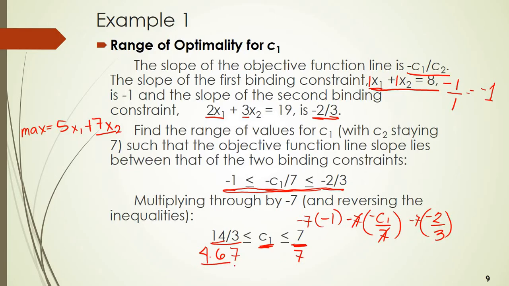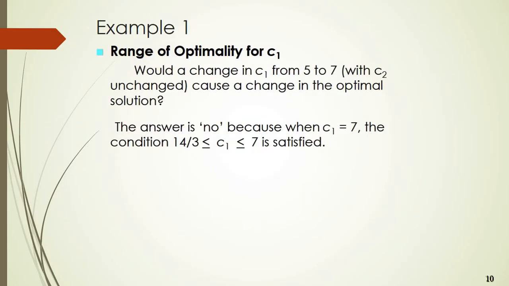We have 4.67 and 7. Okay, we have a question here. Would a change in C₁ from 5 to 7 with C₂ unchanged cause a change in the optimal solution? So the answer is no. It's because C₁ is equal to 7, and the condition is 14 over 3 is less than or equal to C₁ and less than or equal to 7. So it still satisfies the optimal solution.